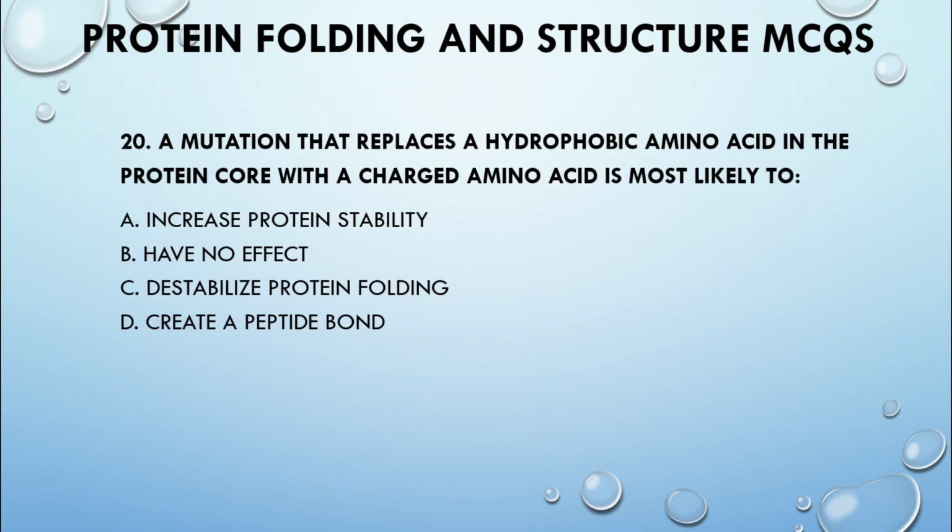Number 20. A mutation that replaces a hydrophobic amino acid in the protein core with a charged amino acid is likely to A. increase protein stability, B. have no effect, C. destabilize protein folding, D. create a peptide bond. The answer is C, destabilize protein folding. The hydrophobic core is essential for protein stability, so introducing a charged residue into it can disrupt the packing and folding, potentially leading to loss of function or protein misfolding.